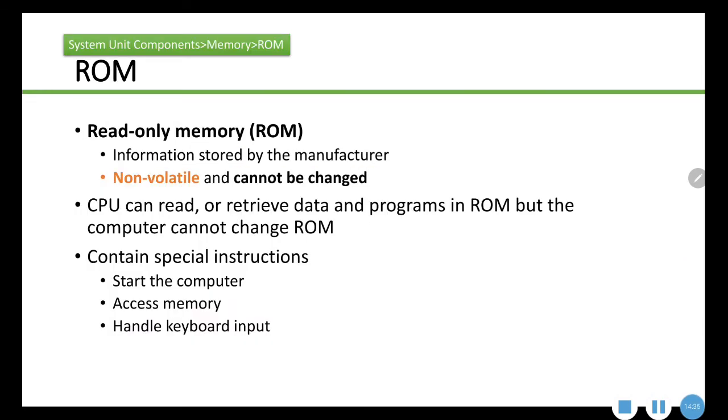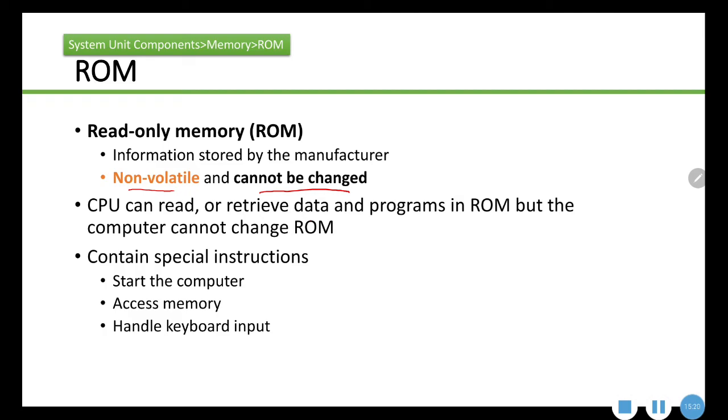And then ROM. What is ROM? ROM is read-only memory. The information is stored by the manufacturer, meaning that when we buy a computer, the information is already ready. It is the same as when you buy a mobile device, a handphone. If you want to reset, you will reset to the manufacturing or factory setting. The information is stored by the manufacturer. It is non-volatile and cannot be changed. It is permanent but cannot be changed. The CPU can read or retrieve data and programs in ROM, but the computer cannot change the ROM. That's why we always have the original setting of a computer or a mobile device, so if anything happens, we can set it back to the original.